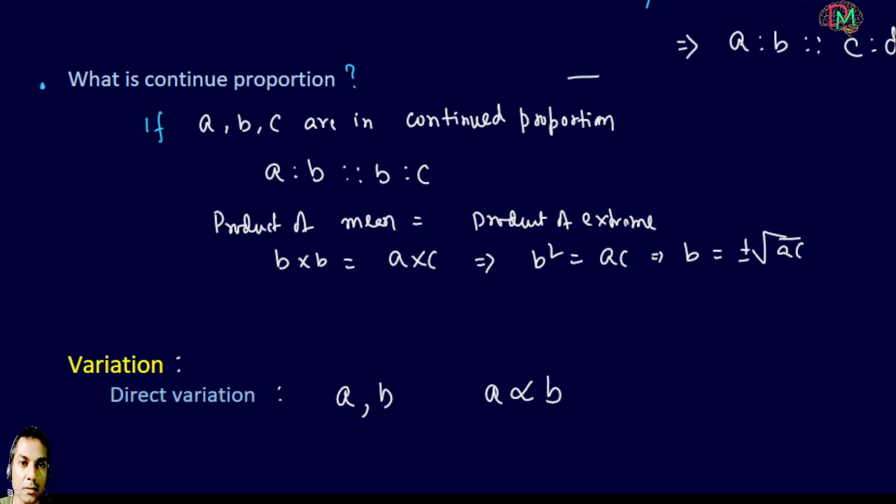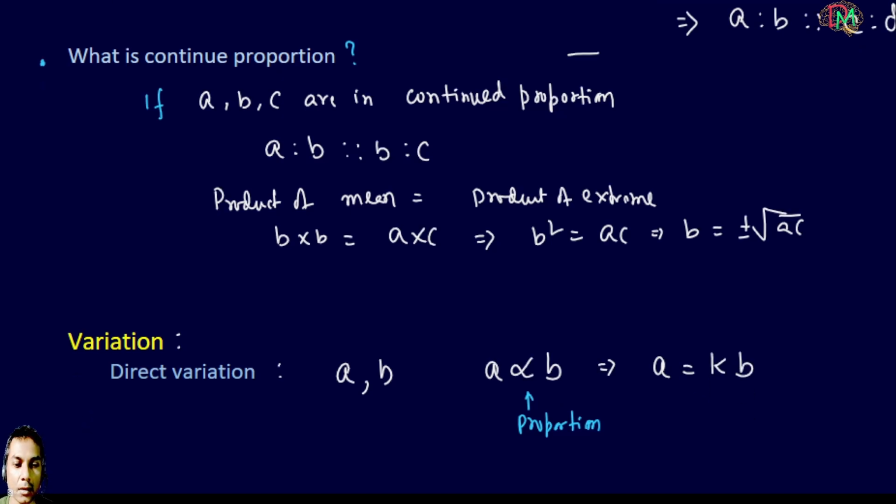This is the symbol of proportion. A is proportional to B. So it is the direct variation. From here, we can convert it into an equality, that is A is equal to K into B. Okay, and this K is called the constant of proportionality, or proportionality constant. Let's take one example.